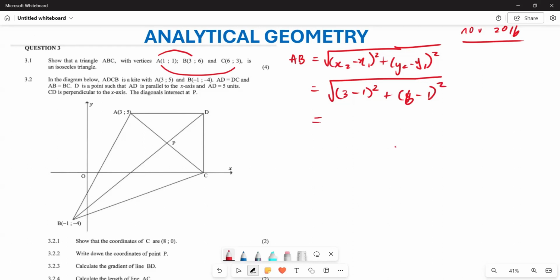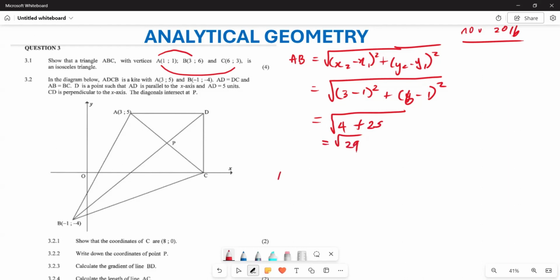And then the answer that you're going to have here, can you see that? This is the same as 4, because 3 subtract 1 is 2, and 2 squared is 4. 6 subtract 1 is 5, and 5 squared is 25. So basically the length here is going to be root of 29.